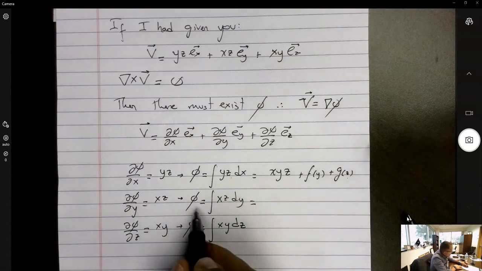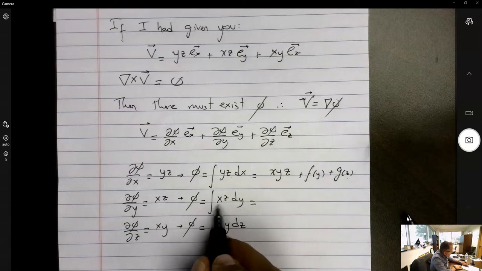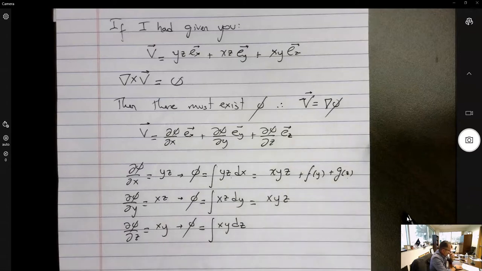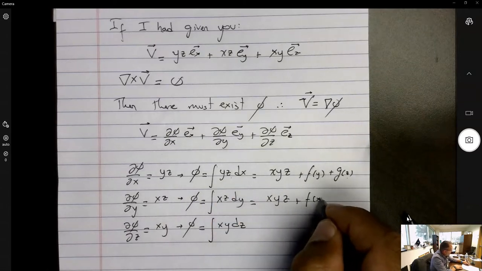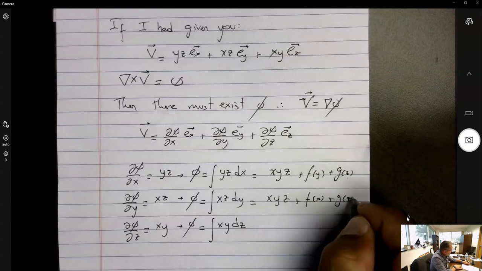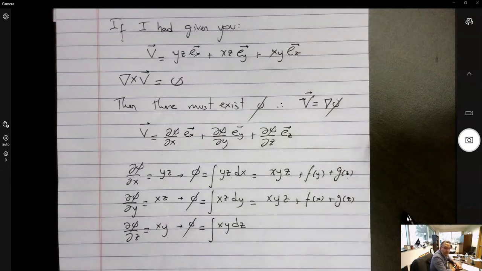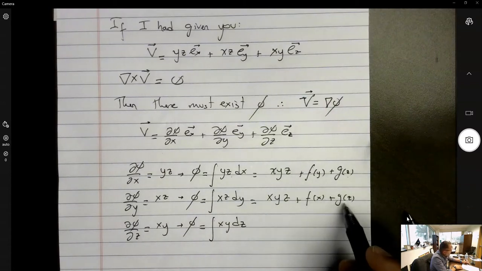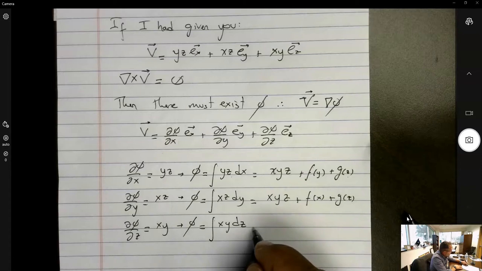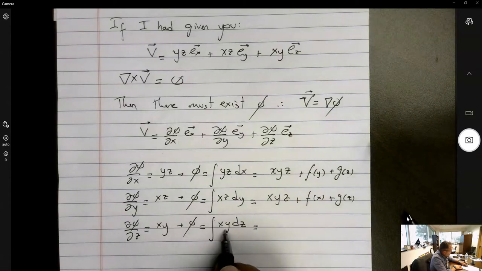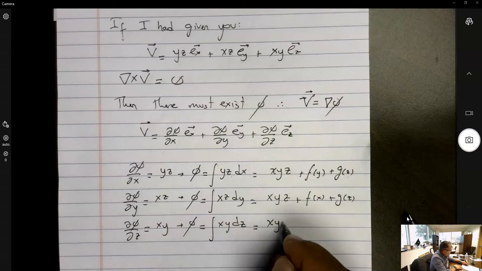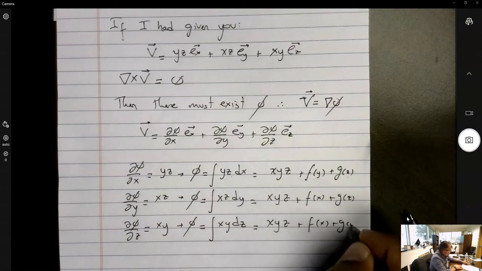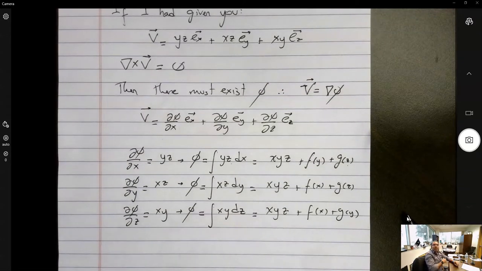Likewise here, the integral of xz with respect to y, x and z are constant, you can take them out of the integral, so you'll get xyz, plus a function of x and a function of z. Well, we don't need to call them f and g, we can call them h and p or whatever, but you get my point. These are constants of integration, or potential constants of integration. And here the integral of xy with respect to z will be xyz, plus a function of x and a function of y, which could potentially be constants of integration.